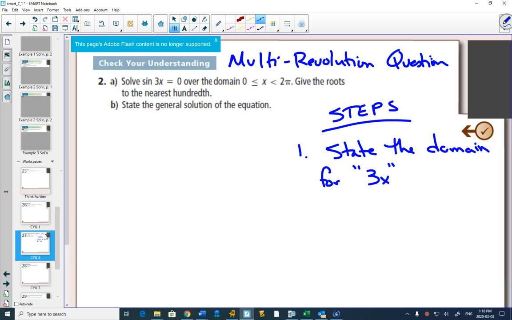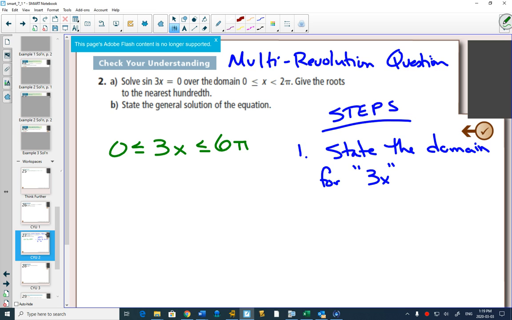Now, what is the domain right now? X is between 0 and 2 pi. So what would 3x's be between? Now, if I got you to pick a number between 1 and 10, you got a number in your head? Now I told you to multiply it by 3. Everybody would have a number between 3 and 30. So if x is between 0 and 2 pi, does it make sense that 3x's would be between 0 and 6 pi?